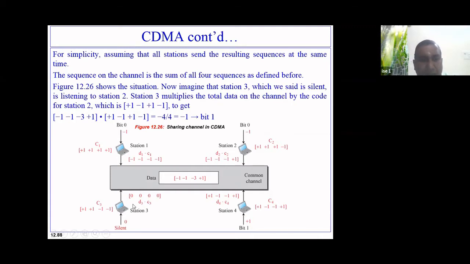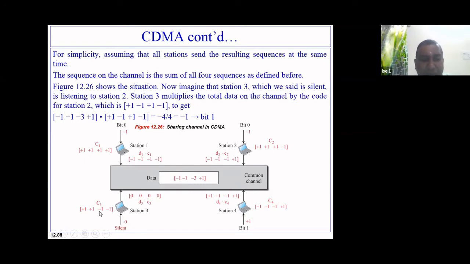Okay. Now similarly, the chip code for C3 is plus 1, plus 1, minus 1, minus 1 multiplied by all zeros, since station 3 is silent and it doesn't want to send any data, neither 0 nor 1. So it is taken as 0.